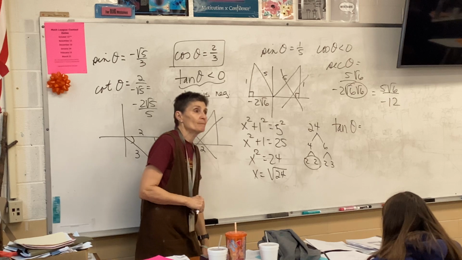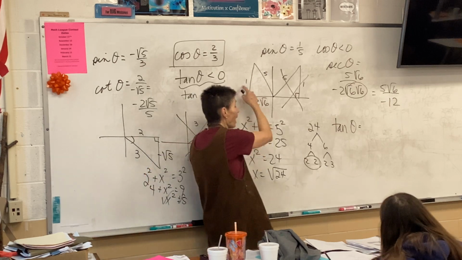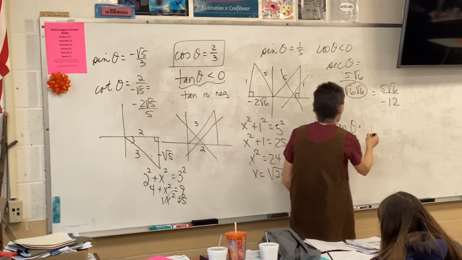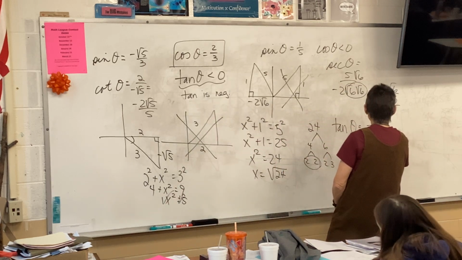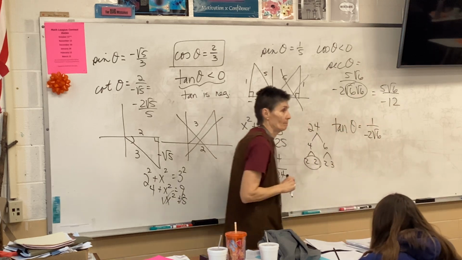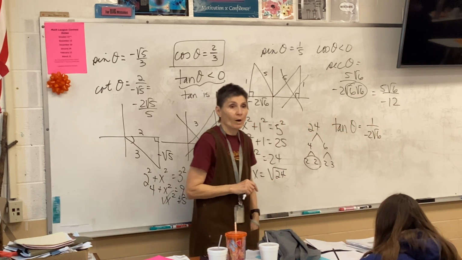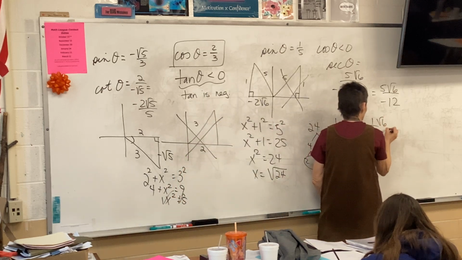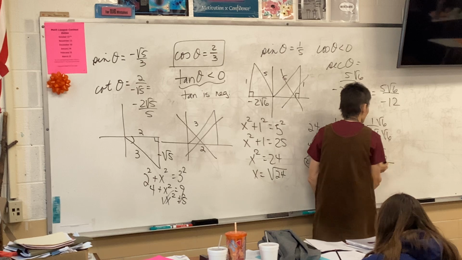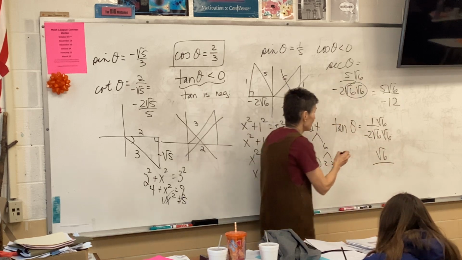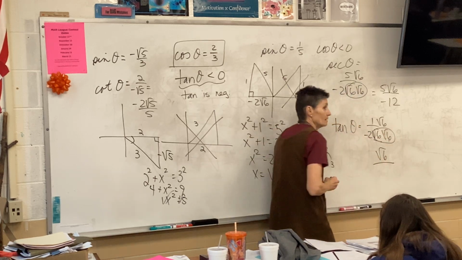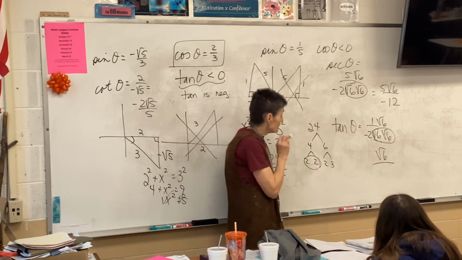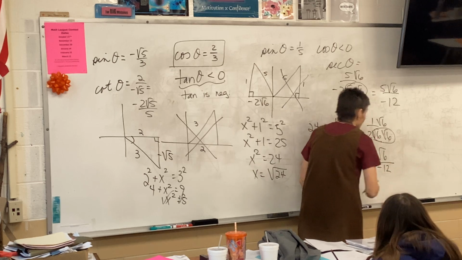How about tangent? Y over X, opposite over adjacent. So 1 over negative 2 root 6, so we're going to have the same problem. So what are we going to multiply by? Root 6. The top is just going to be root 6. These make a 6, negative 12 on the bottom. 2 times 6.